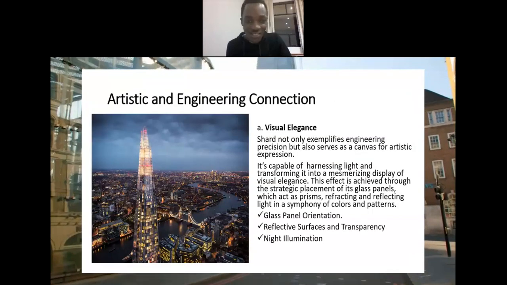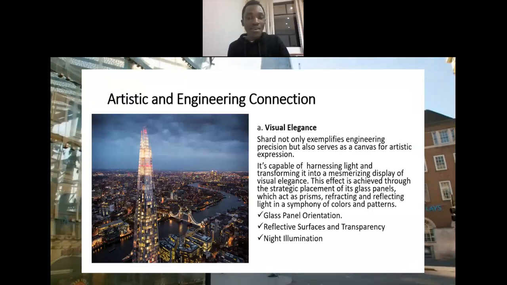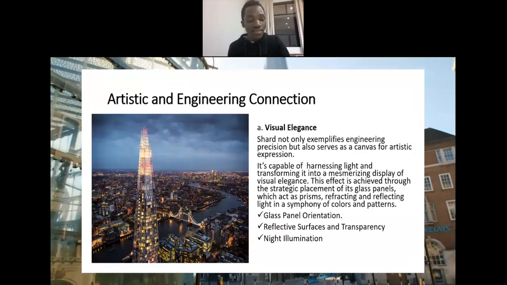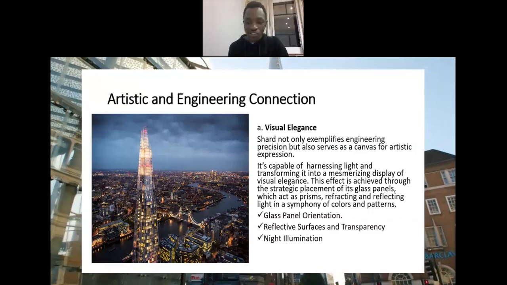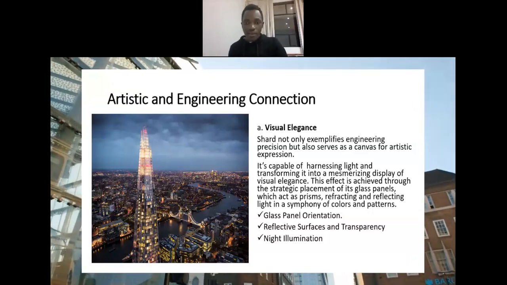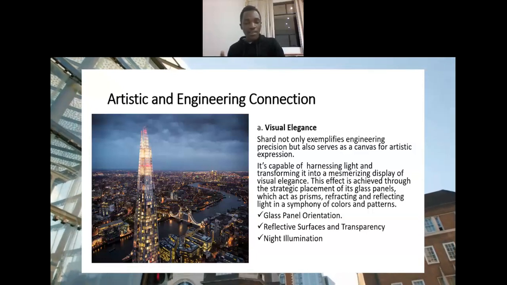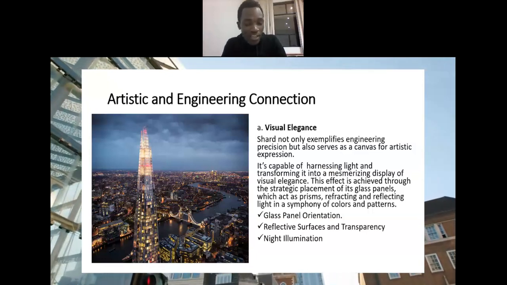Art and the engineering connection. This building is marvelous, and you can actually see the art and the connection to the engineering, the visual elegance. You can see the glass panel orientation. You can see the night illumination. It has different colors at night, the reflective surface and the transparency. You can actually see how it reflects within the surface. This effect is achieved through the strategic placement of glass panels, which act as prisms, reflecting light in different colors during the different times of the day.